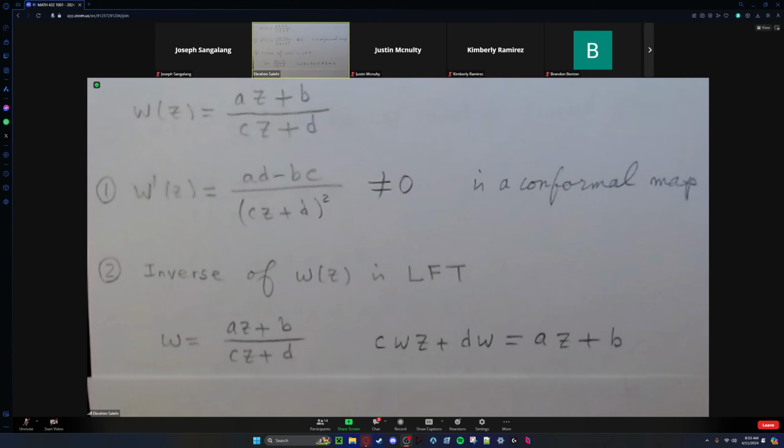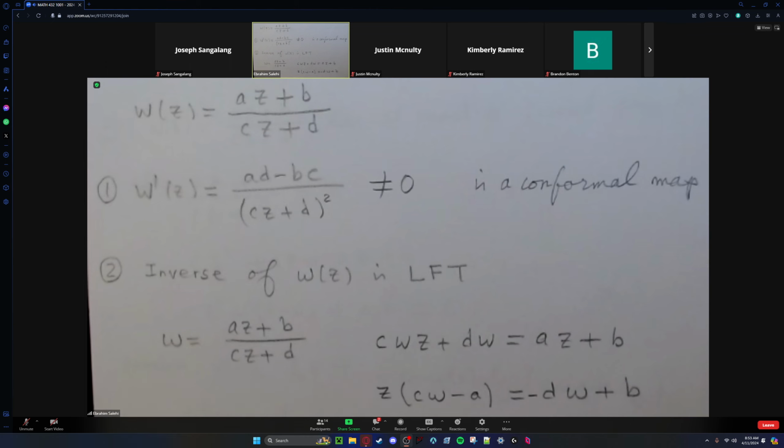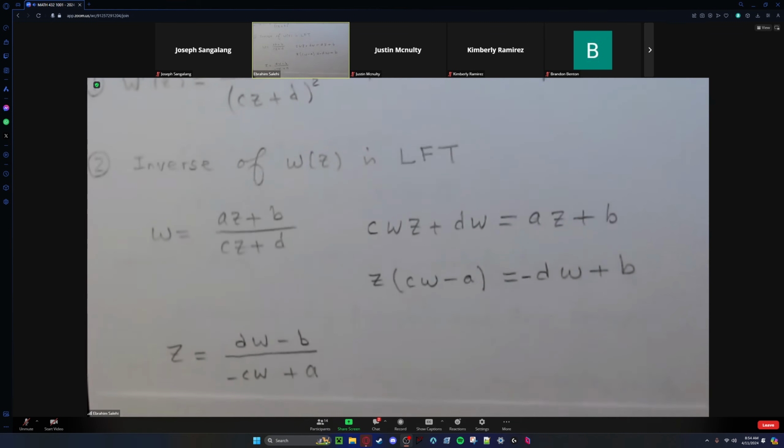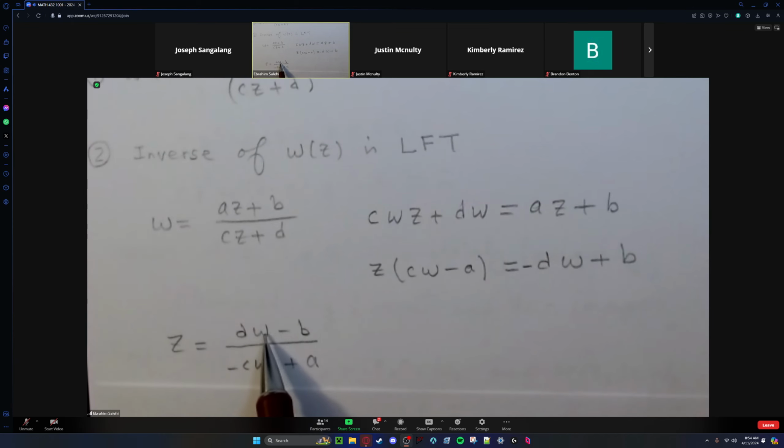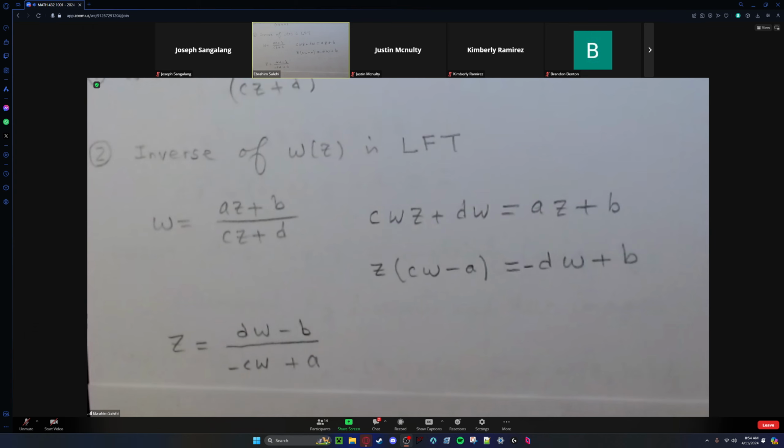Anyways, finding the inverse, you cross multiply and then solve it for Z. When you solve it for Z, you see, here we go. It is again, now the variable is W, right? So the inverse also is a Mobius function. Okay, it's good to know.